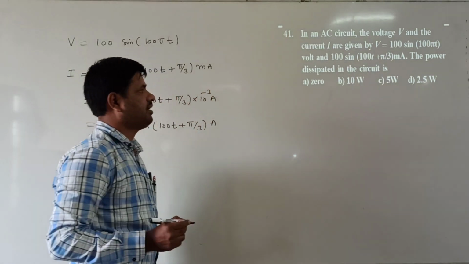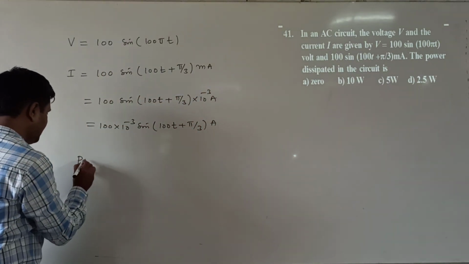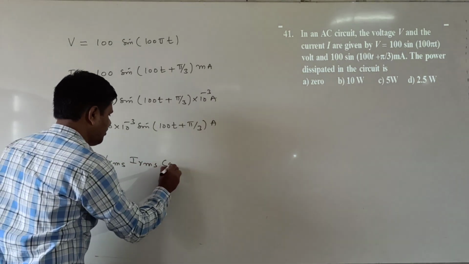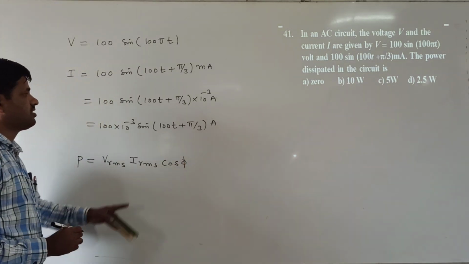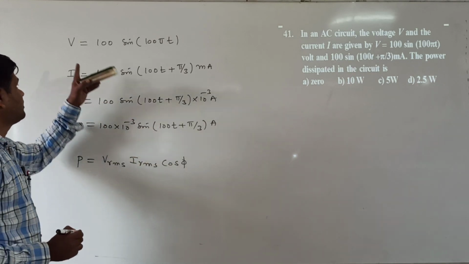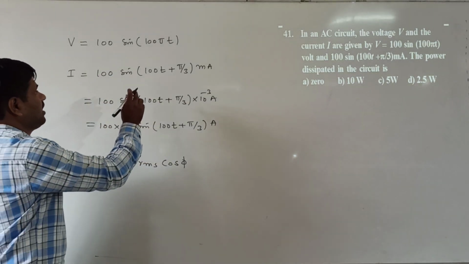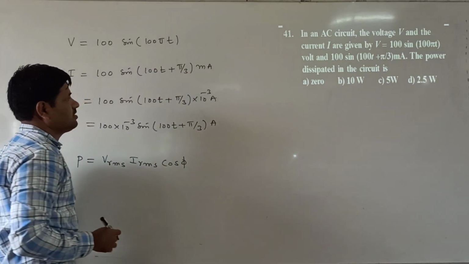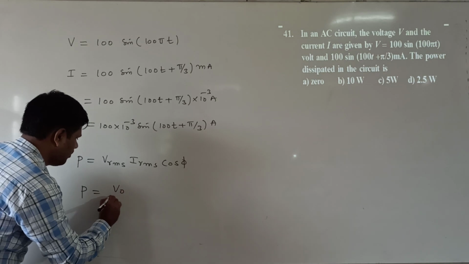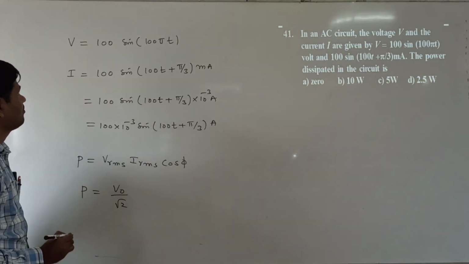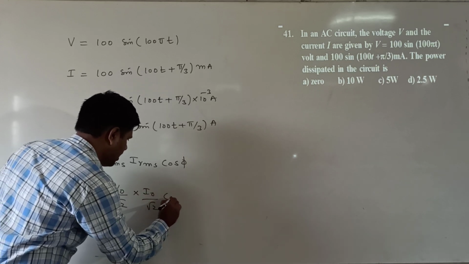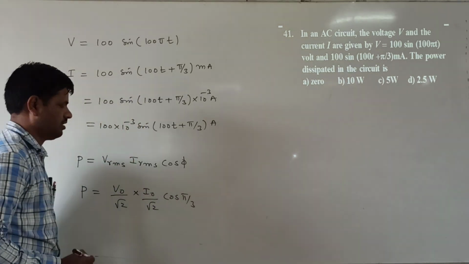Now, the power dissipated in the circuit. We know the formula: Vrms into Irms into cos phi. Cos phi involves the phase difference between the current and voltage. Here the phase difference is pi by 3. So P is equal to Vrms, which is V naught by root 2, into Irms, which is I naught by root 2, into cos phi. The phase difference between these is pi by 3.